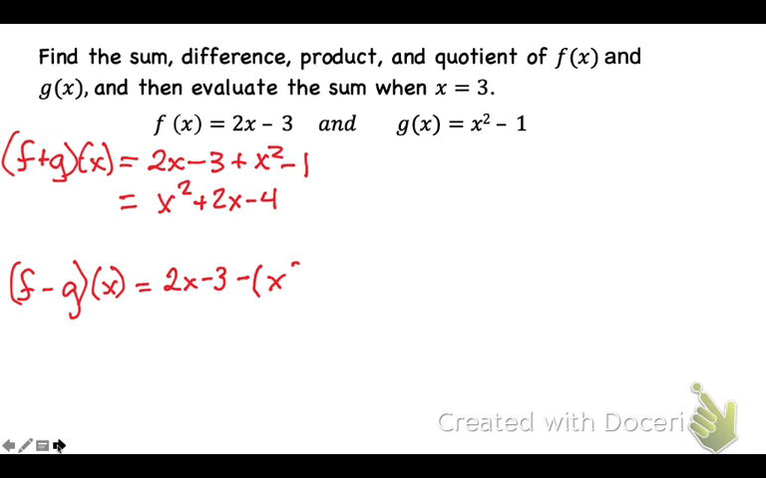But make sure you do it. Do what? Distribute your negative. Plus 1. Well, after we distribute it, it's going to be minus x squared plus 1. Correct? Yeah. Okay, so then combine like terms, and I get negative x squared plus 2x minus 3.